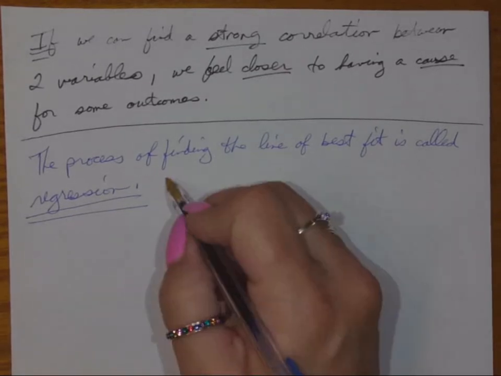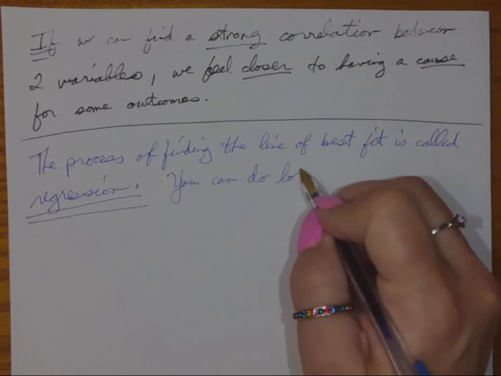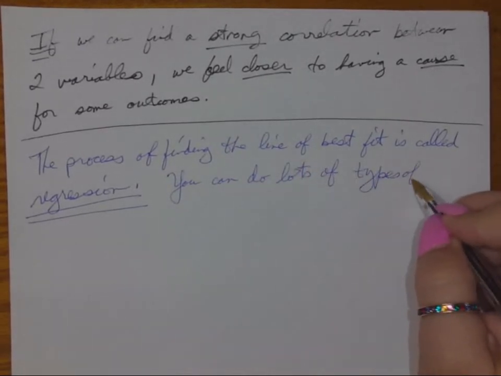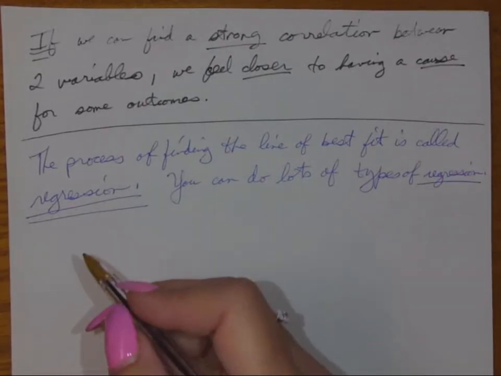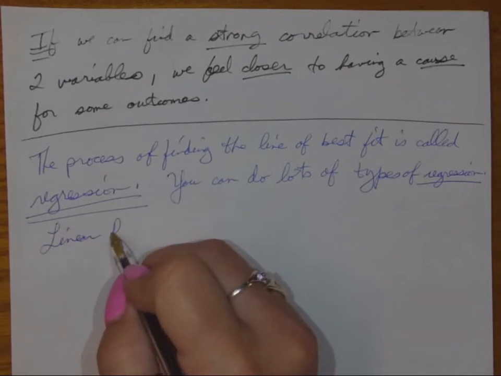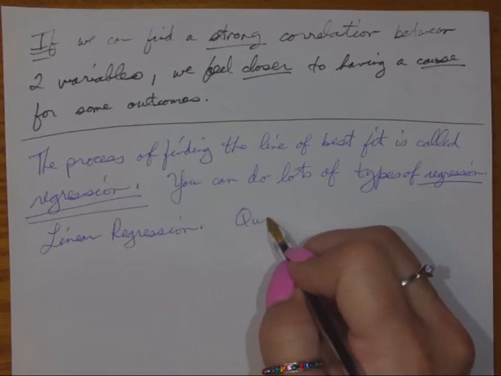And I can do lots of types of regression. I've been saying correlation too much now. Okay, so for instance, we have linear regression, which is the one we're going to do for sure in this class that you will be responsible for. But there's also quadratic regression.